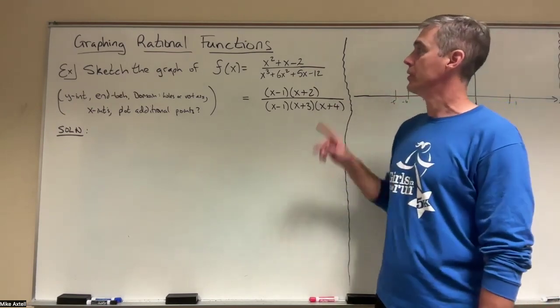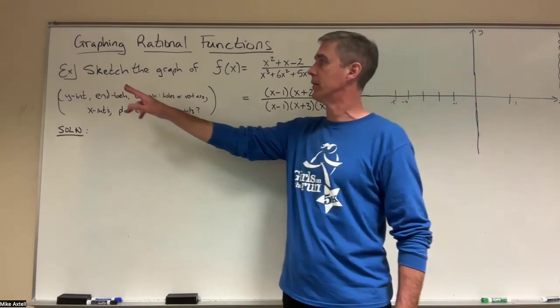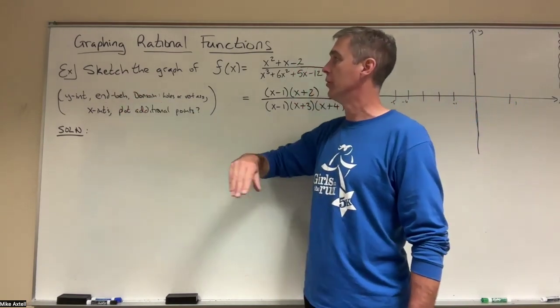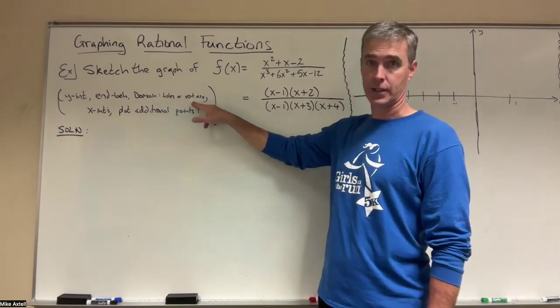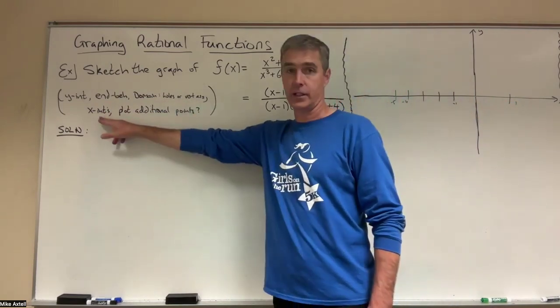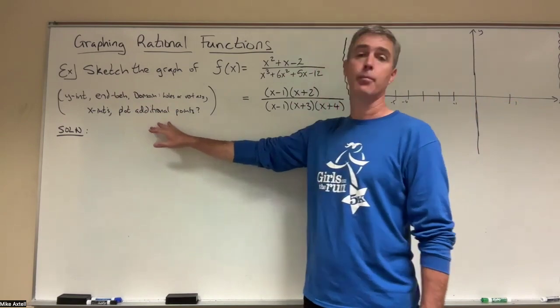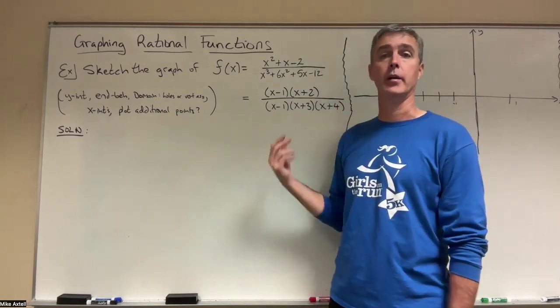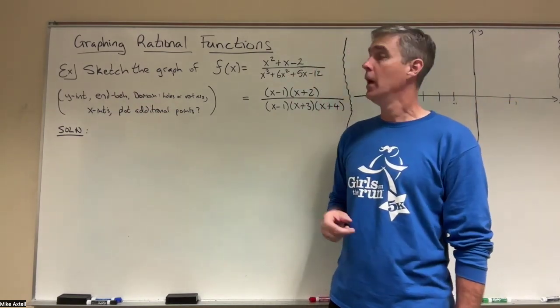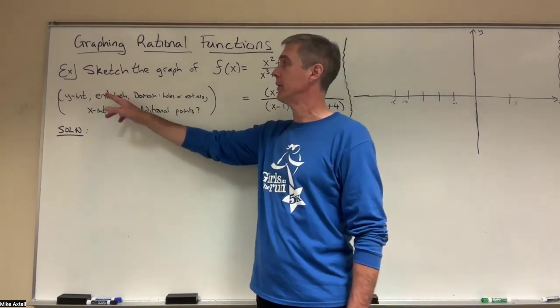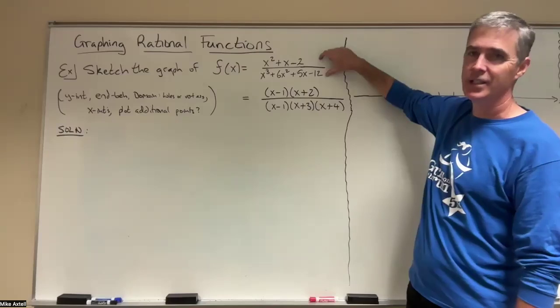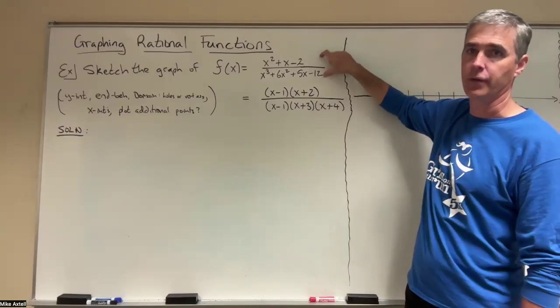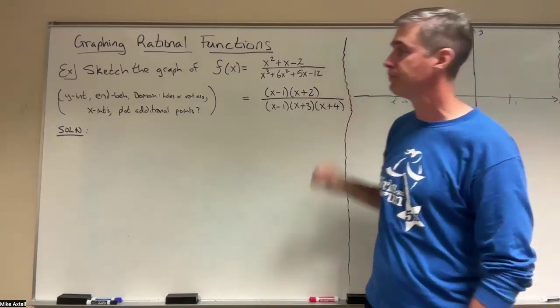What we are going to do is take this function and calculate the y-intercept, the end behavior, the domain, and that's going to help us learn where the holes or the vertical asymptotes are. X-intercepts, if there are any, and then maybe plot some additional points if we need to get a better sense of the graph. All right. Now, I'm going to start with the y-intercept and the end behavior because those use the unfactored version. It's easiest to use the unfactored version of the function for the y-intercept and the end behavior.